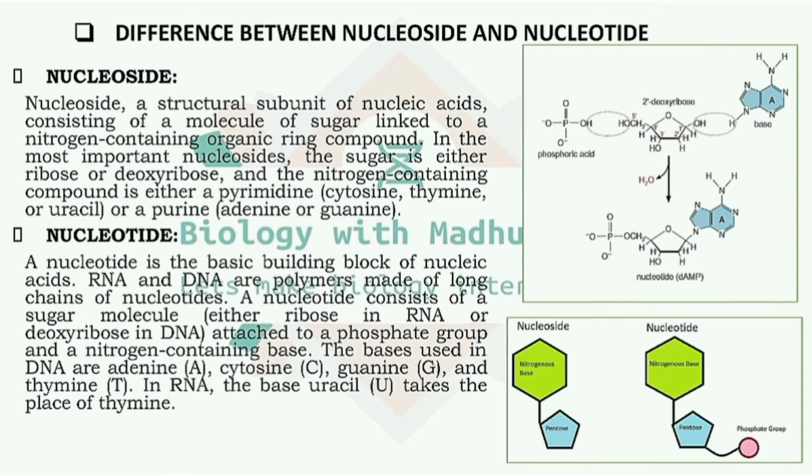So now we will be looking at the nucleotide definition. So what is a nucleotide? A nucleotide is the basic building block of nucleic acids. RNA and DNA are polymers made of long chains of nucleotides. A nucleotide consists of a sugar molecule, either ribose, which is present in RNA, or deoxyribose, which is present in DNA, attached to a phosphate group and a nitrogen containing base. So basically, a nucleotide consists of a pentose sugar, a nitrogen base and a phosphate group.